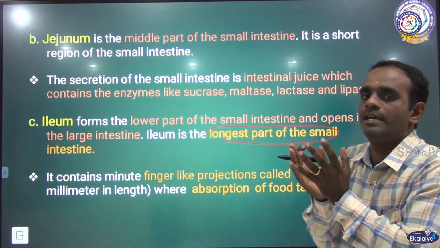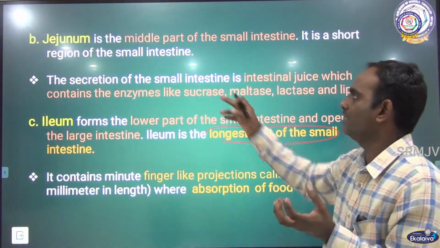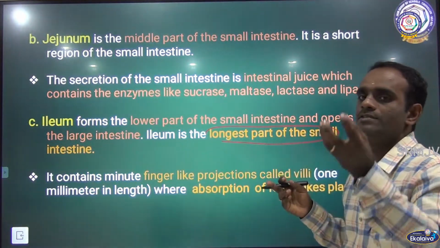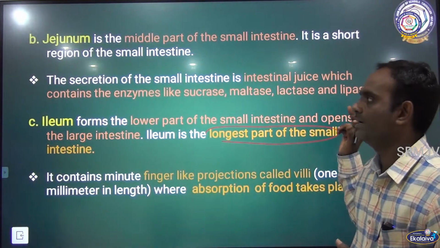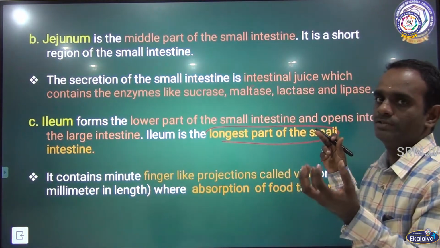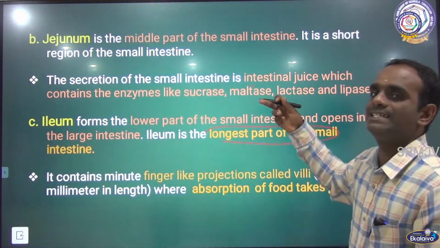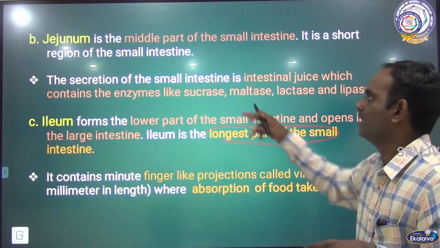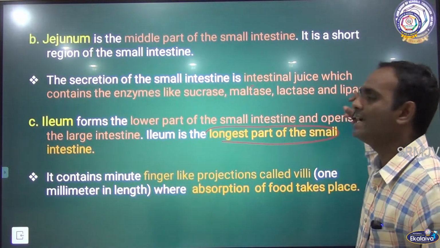It is a short region of the small intestine. The secretion of the small intestine is intestinal juice, which contains enzymes like sucrase, maltase, lactase and lipase. So what is secreted in the intestine? It is called intestinal juice, which contains the enzymes. What are the enzymes? Sucrase, maltase, lactase and lipase.